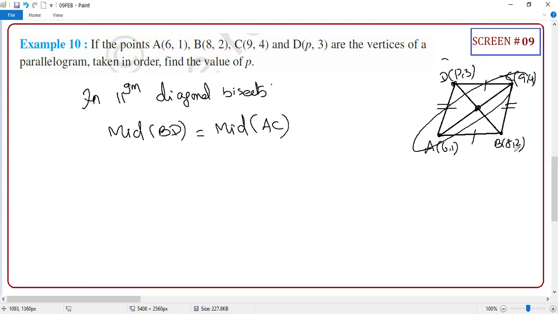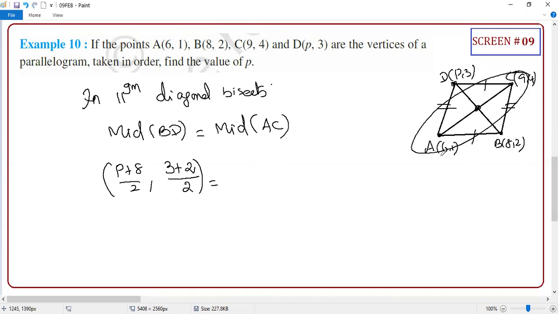Average of this, average of this. How to find the average? P plus 8 by 2. What is the x coordinate? P plus 8 by 2. What is the y coordinate? 3 plus 2 by 2. Now, what is AC? Coming to this: 6 plus 9 by 2, and 1 plus 4 by 2.